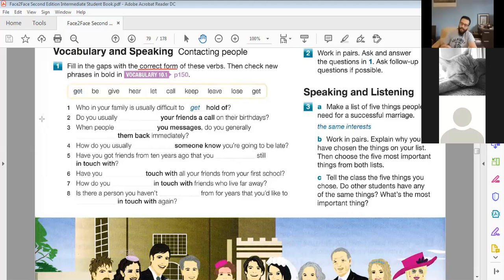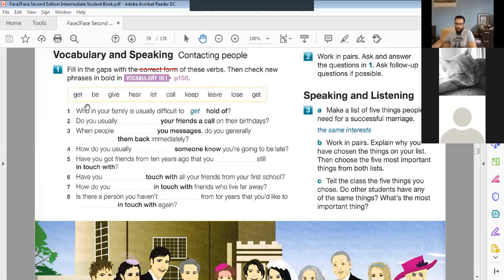All right. If you feel like answering, you can answer. But if you feel you're still fuzzy, you don't have to answer. You can just listen if you're not really in the mood. Anyways, in this exercise, we just want to complete these gaps using the verbs. The focus or the point of this exercise is contacting people. All right, let me read the first one, which is already answered. Who in your family is usually difficult to get hold of?